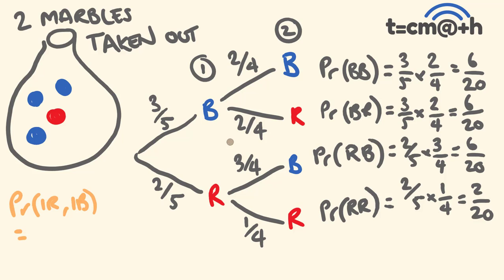You can sit there and go, okay, well, we've got 2 ways this could happen. We could get a blue and a red, which is a 6 out of 20. And we've got a red and a blue, which is a 6 out of 20. And we're going to add these, okay? This is a 12 out of 20 probability of occurring.